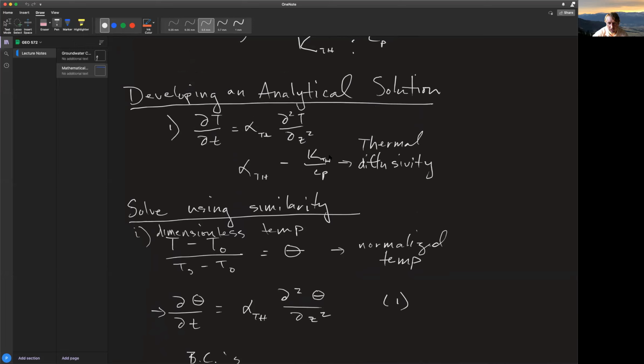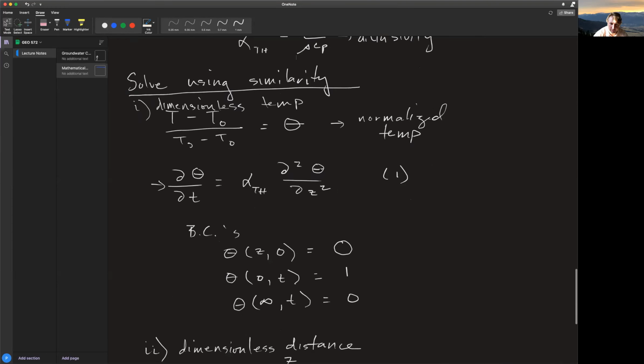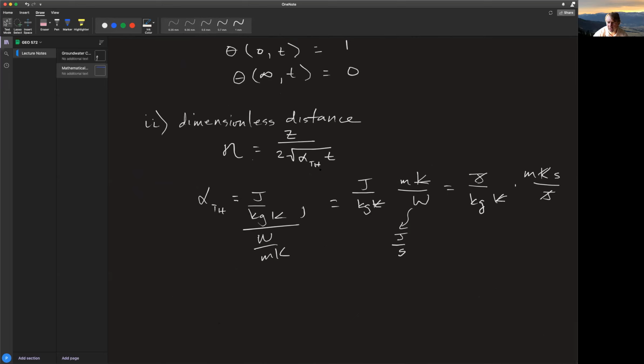Thermal diffusivity is the thermal conductivity divided by the heat capacity times the density. All right, and that's good because that's going to get us where we want to go. So let me just redo this here.